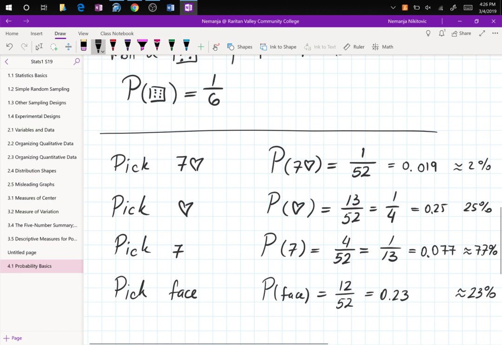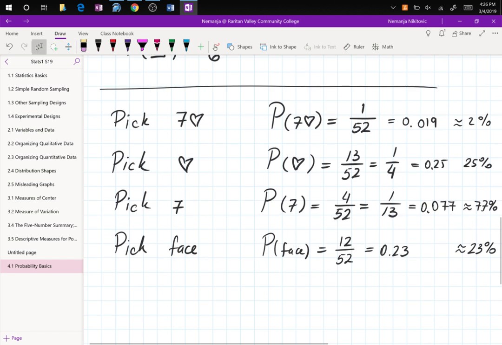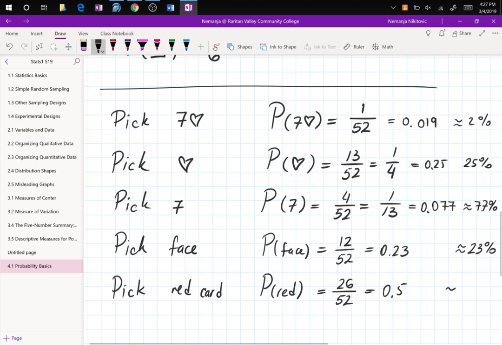Black and red, thank you. So pick red card, since we used the hearts before. So pick red and that is going to be 26 cards out of 52 cards, which is exactly 0.5, which is your probability of 50% to pick the red card.